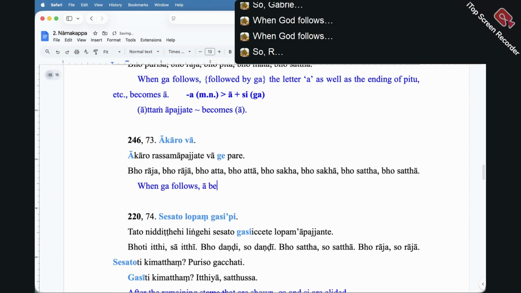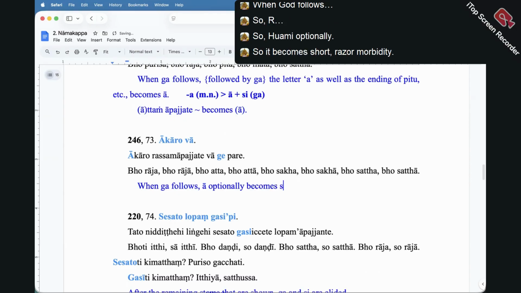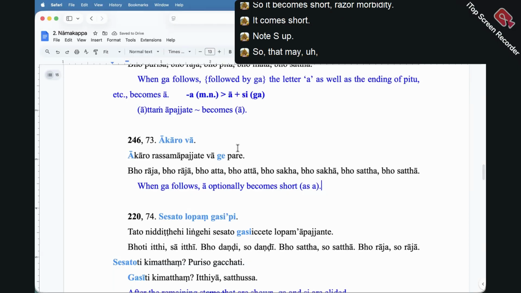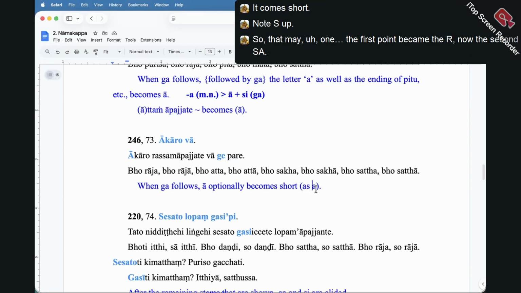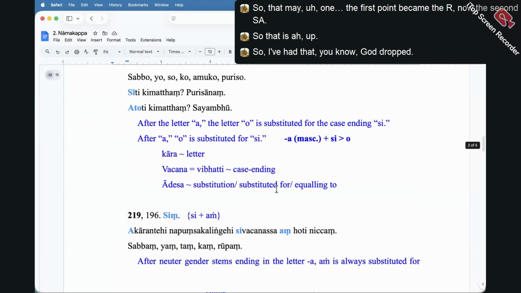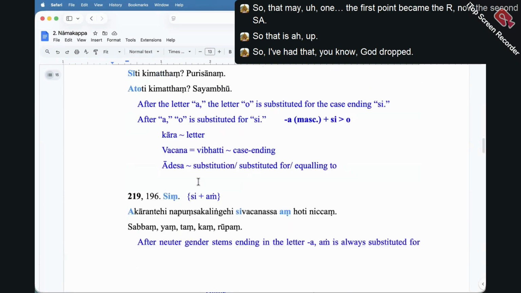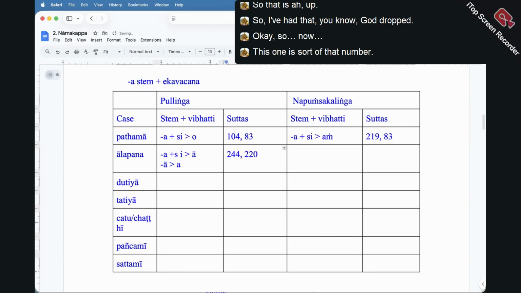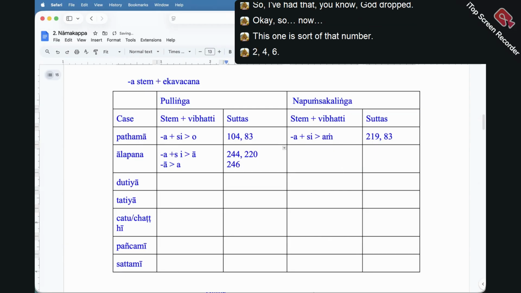so wa means optionally. So become short, rasa mabijate. Become short, not as up. So that means when the first form became the R, now the second form became as a up. So that is an R up. So after that, God drops. Okay, so now this one is number 2, 4, 6.